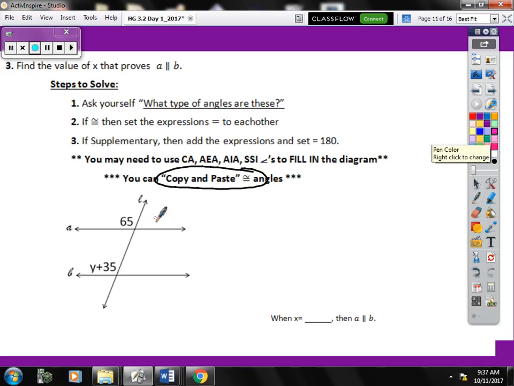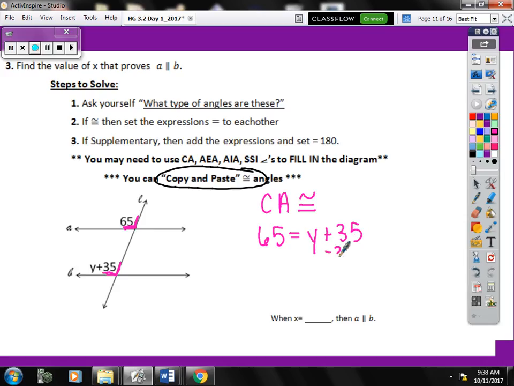So looking at this, if we want to prove that line A is parallel to B, we want to look and see what type of angles these are. Joseph? Corresponding. These are corresponding angles. So we need to prove that these corresponding angles are congruent in order to prove that the lines are parallel. If they're congruent, that means they're equal. So 65 equals y plus 35.